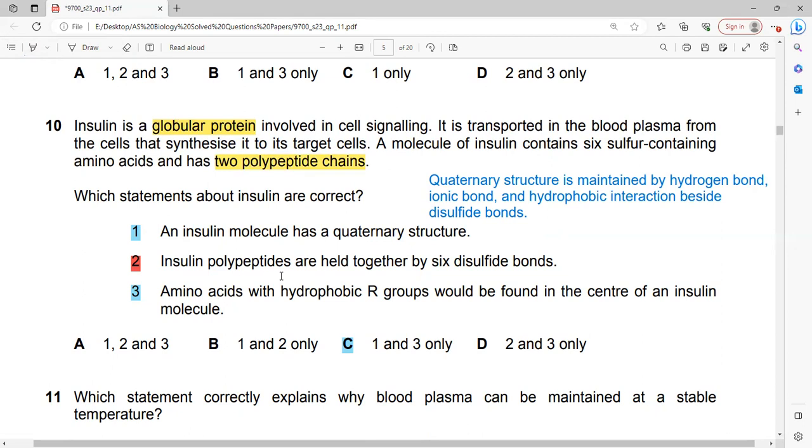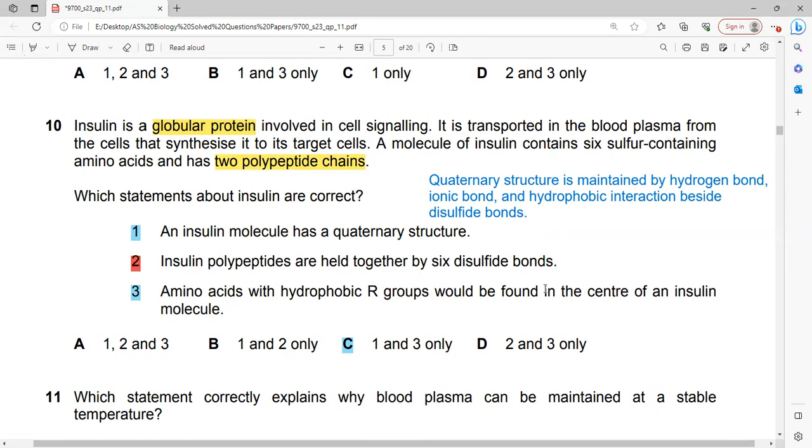Second, an insulin polypeptide is held together by the 6 disulfide bonds. But the 6 disulfide bonds alone do not define the quaternary structure. So that's why it is not a correct statement. There are a few disulfide linkages present inside the insulin, but they do not describe the quaternary structure of the insulin.